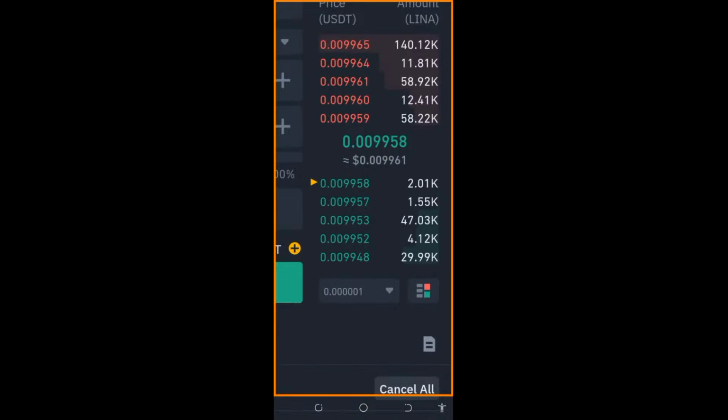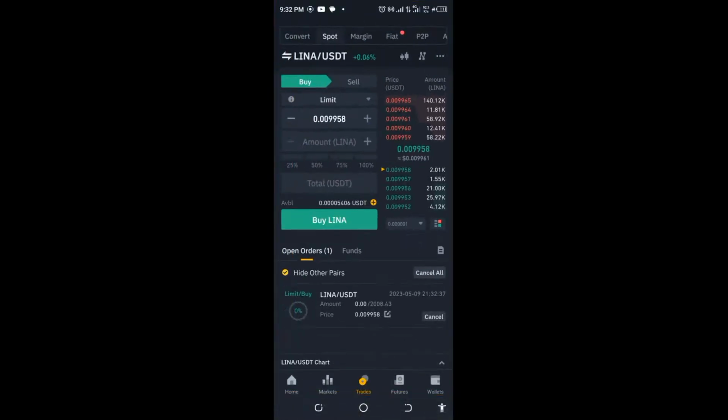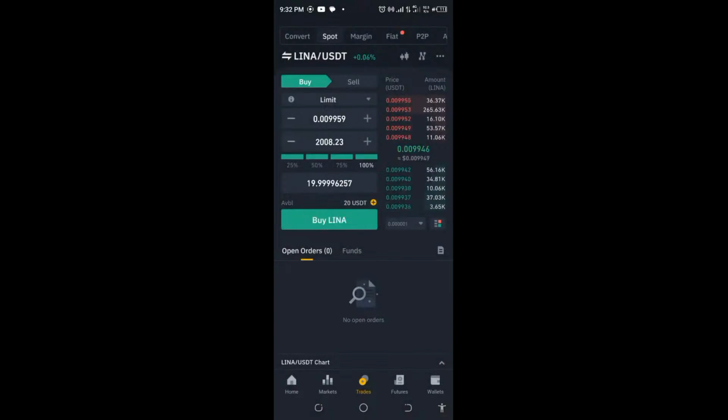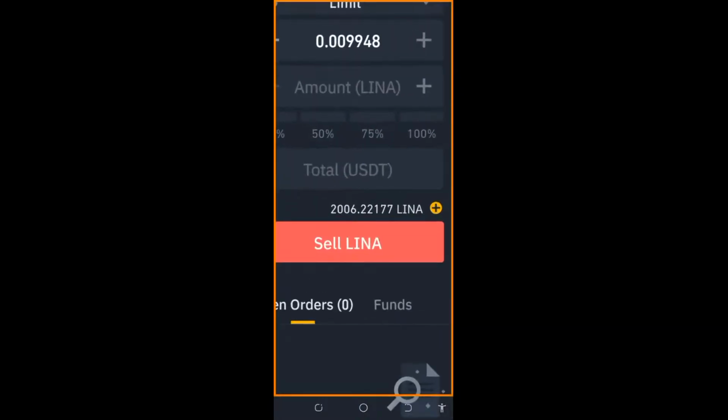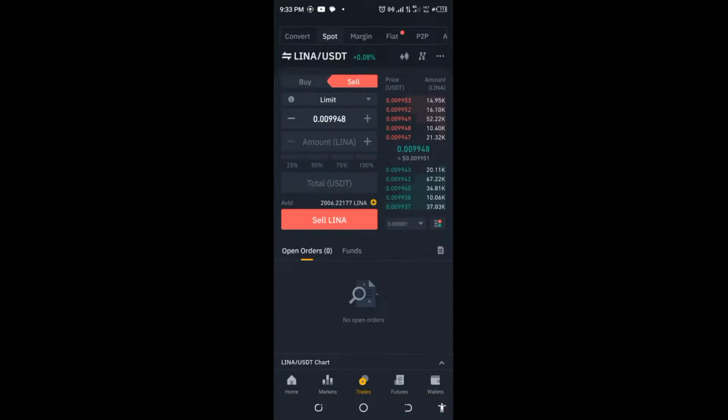Okay, let me try this 9959. Let's try it out one more time. Let's pick up the first red, and then let's go with 100. Okay, if I do that, will it go? Let's see. I think it did. Okay, so you can see how to get your orders sold immediately, right? I picked up the first red and it went. So how many did I get bought? I bought 2006. Don't forget it was 2008, but because of trading fees, it's taking off 2 cents.